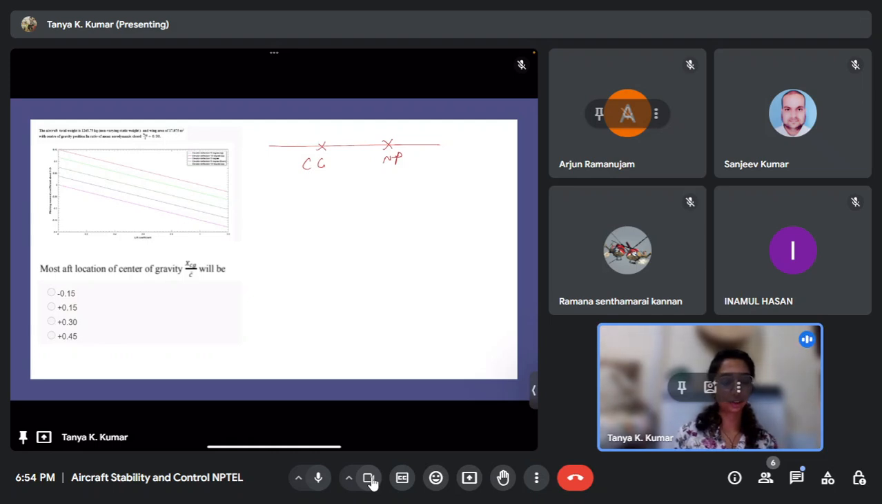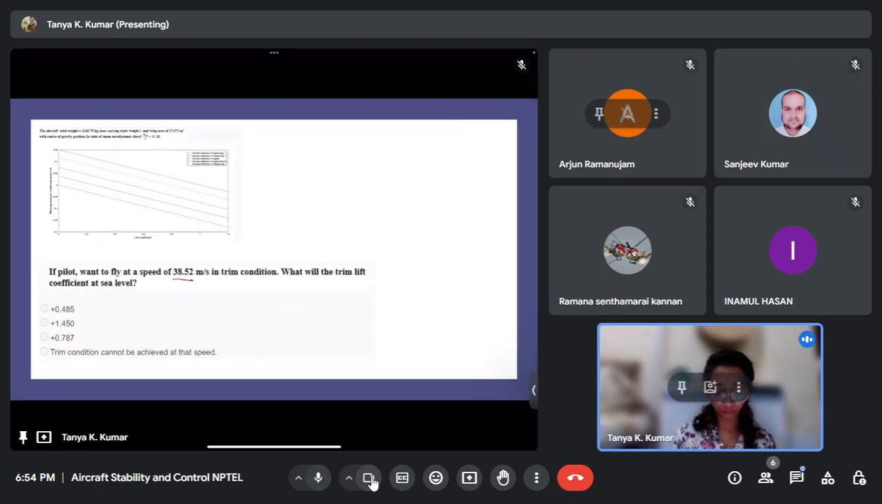So if your CG goes beyond your neutral point, it's not stable, right? The CG over here would not be stable. So the most aft location is the neutral point location, which is 0.45, correct? Alright.